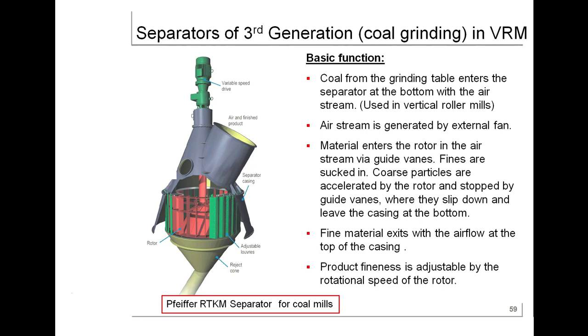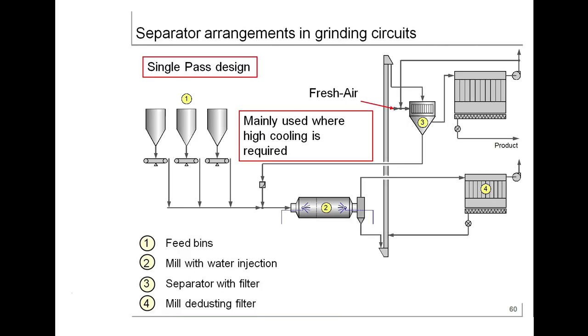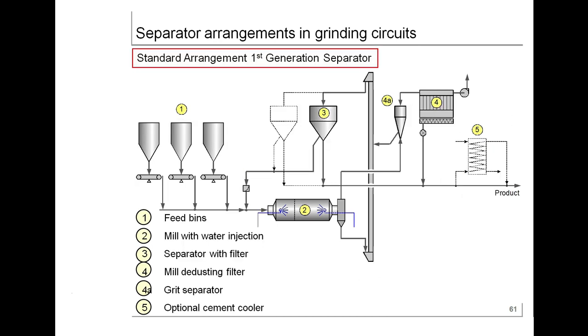The 5-4 RTKM separator for coal mills. You can see it in the picture here. Separator arrangements in grinding circuits. Single pass design, mainly used where high cooling is required in this type of circuit. Standard arrangement for first generation separators.